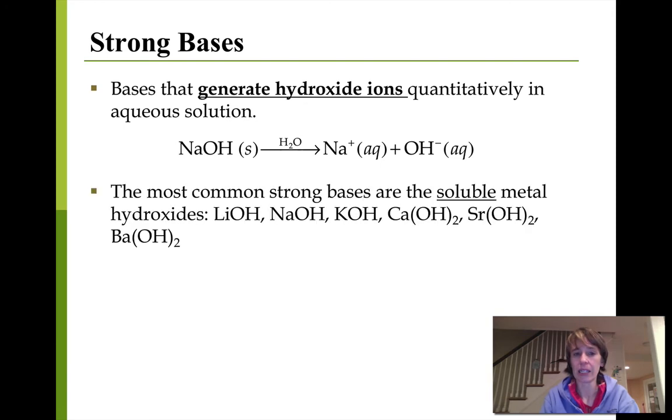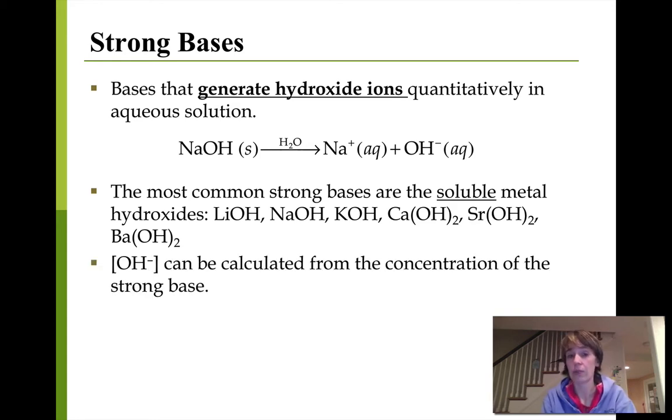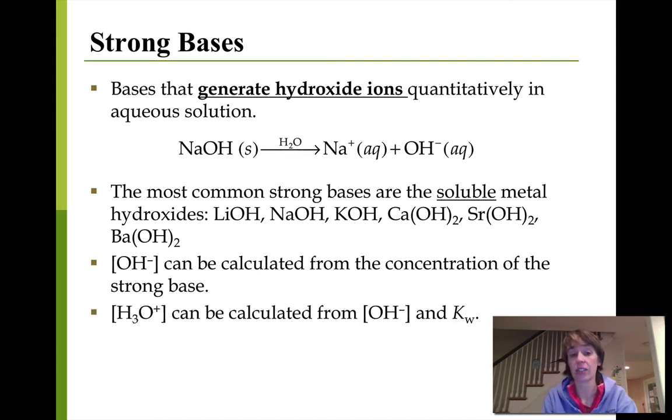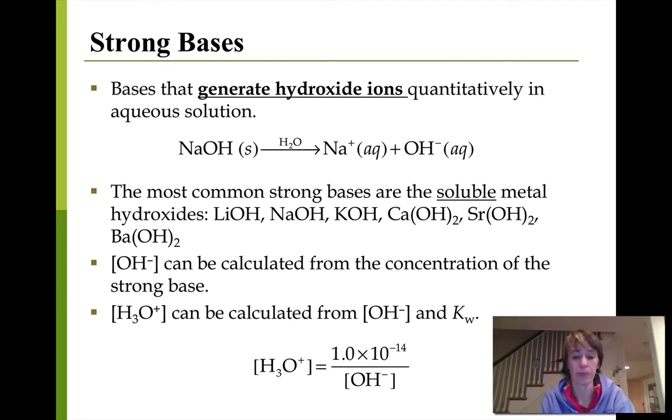So typically what we're looking at are soluble metal hydroxides, something like lithium hydroxide, sodium hydroxide, where when mixed with water, every one of those units of sodium hydroxide, for example, splits apart into sodium and hydroxide. Any of those soluble metal hydroxides do this, whether it be potassium hydroxide, calcium hydroxide, strontium, barium hydroxide. And if we know the concentration of that strong base, we can calculate the concentration of hydroxide ions from that, since each one of them dissociates into the ions. And then hydronium can be calculated from that hydroxide ion concentration and the Kw.